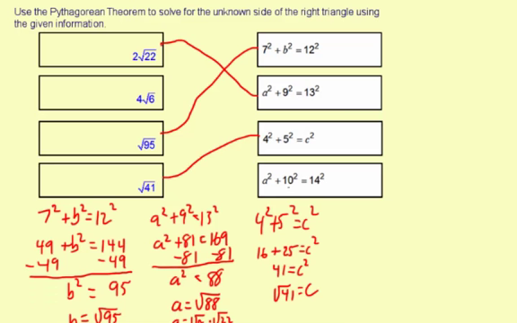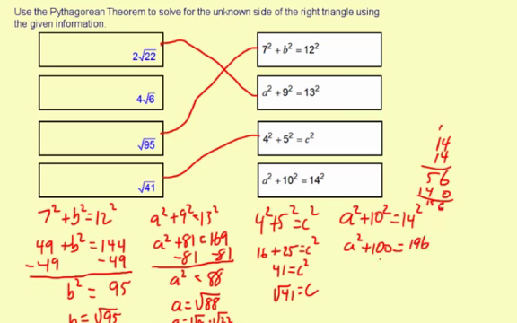For the fourth one, a squared plus 10 squared equals 14 squared. A squared plus 10 times 10 is 100 equals 14 times 14, which I don't know off the top of my head. So I'm going to do 14 times 14, carry the 1, 0, 14, 196. So 196. Subtract 100 from both sides. A squared equals 96.